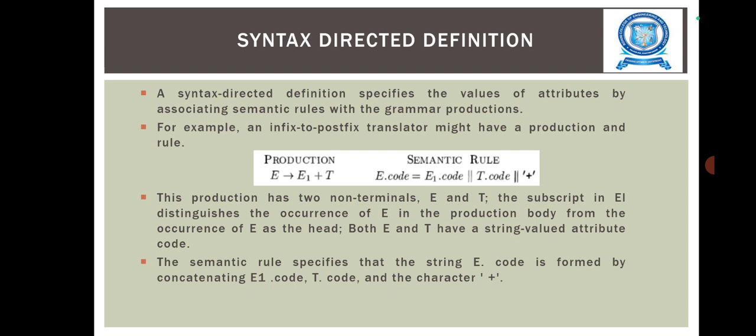This production has two non-terminals, E and T. The subscript in E1 distinguishes the occurrence of E in the production body from the occurrence of E as head. Both E and T have a string valued attribute code. The semantic rule specifies that the string E.code is formed by concatenating E1.code, T.code and the character plus.